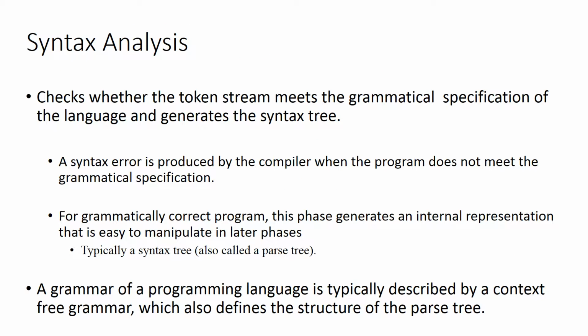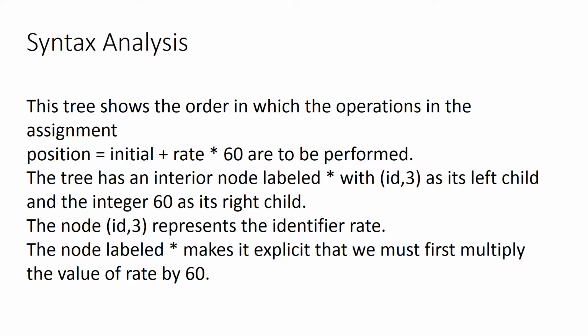Syntax analysis checks whether the token string meets the grammatical specification of the language and generates the syntax tree. A syntax error is produced by the compiler when the program does not meet the grammatical specification. For a grammatically correct program, this phase generates an internal representation that is easy to manipulate in later phases, typically a syntax tree, also called a parse tree. A grammar of a programming language is typically described by a context-free grammar, which also defines the structure of the tree. This tree shows the order in which the operations in the assignment position equals initial plus rate multiplied by 60 are to be performed.